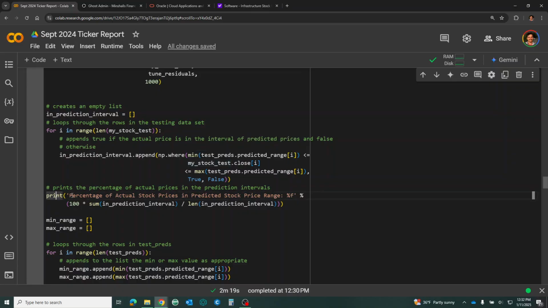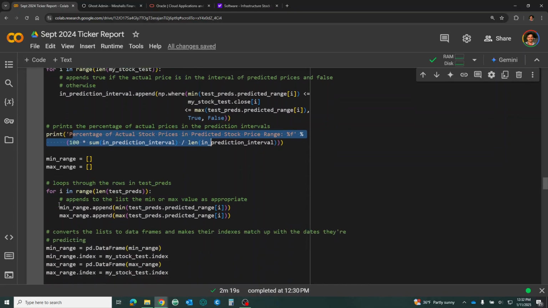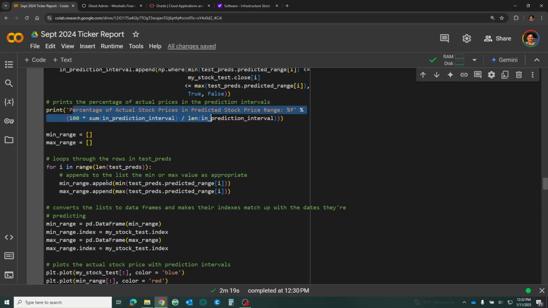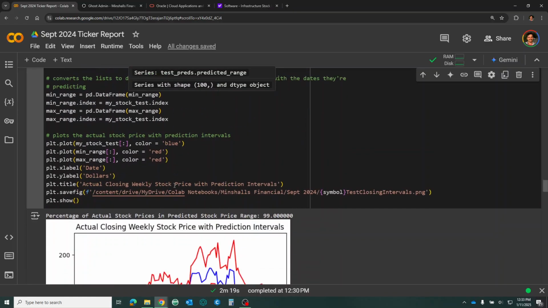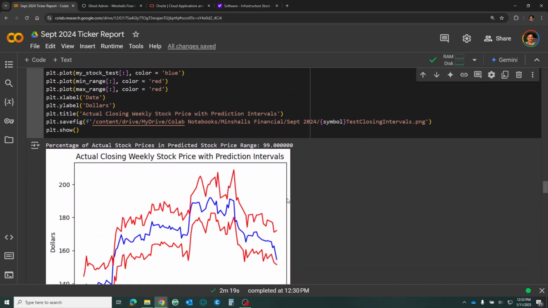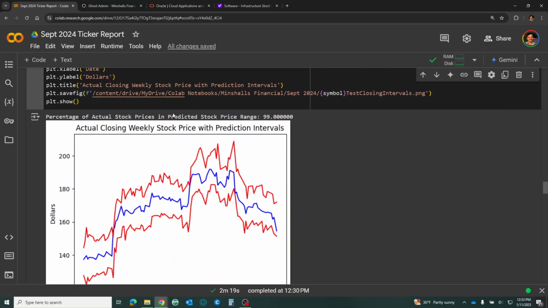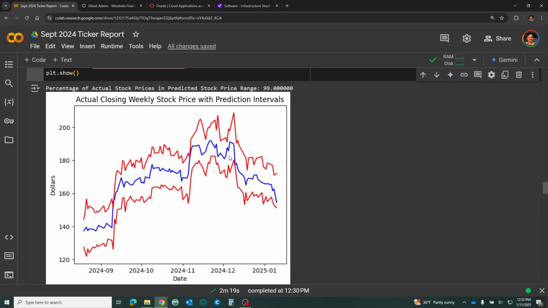This here prints the actual stock price versus our intervals. And then this is just to help us plot everything. You'll see here what that looks like. So the percentage of actual stock prices and predicted stock is 99%. So it only falls out of this interval range 1% of the time, which is pretty accurate.